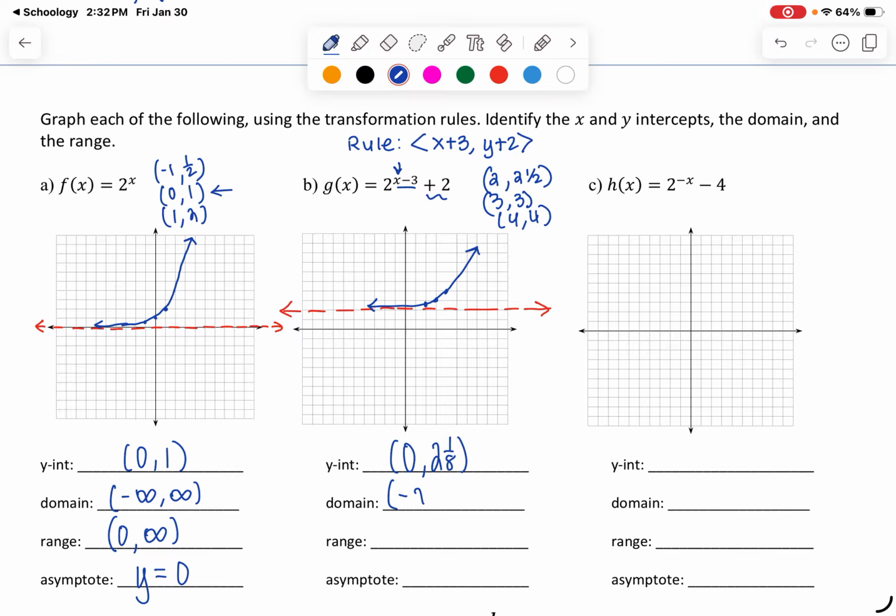Domain, all real numbers. All exponential functions, as long as it's not a word problem, are going to have a domain of all real numbers. And then your range here is your asymptote up, and your asymptote was y equals 2.